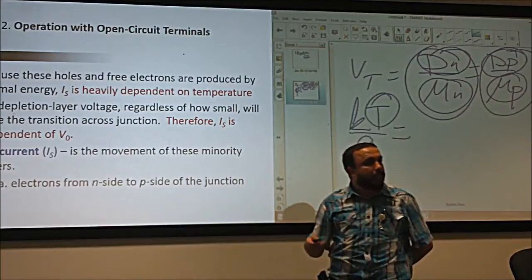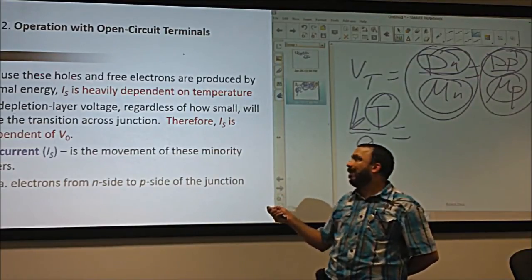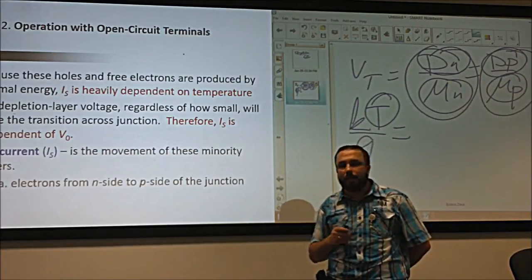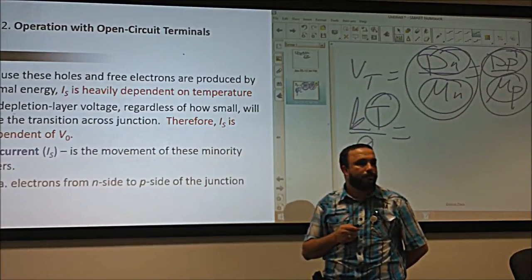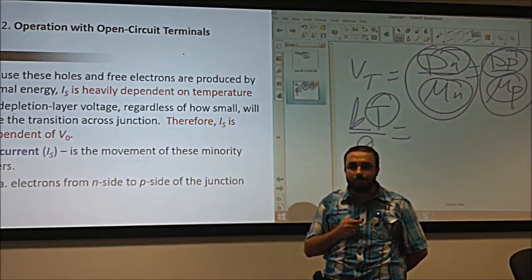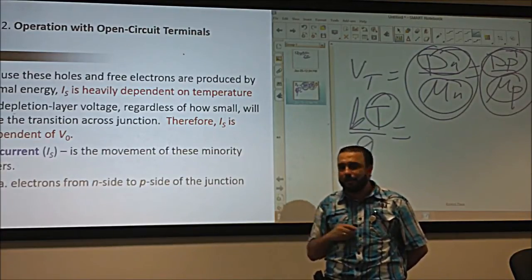So the minority carriers are the constituents of this current. They are what create this current, right? But those minority carriers, do they depend on temperature or not? Think about it. You have 1 minute, think.